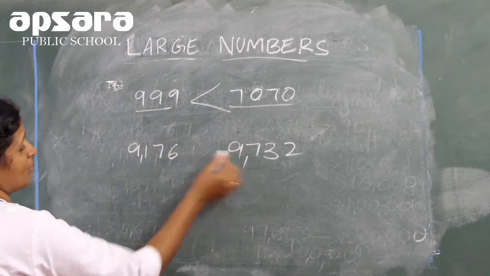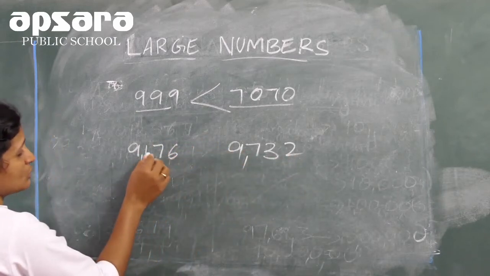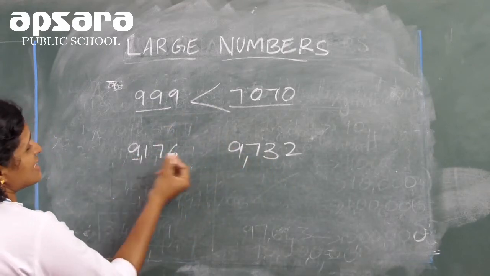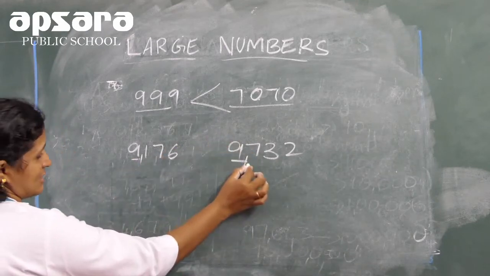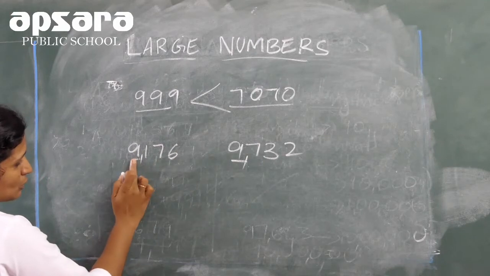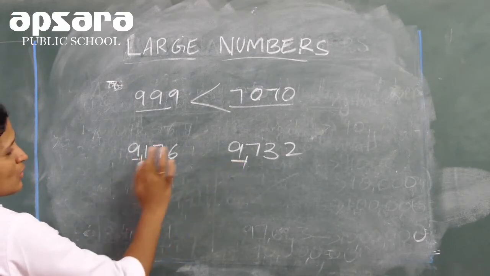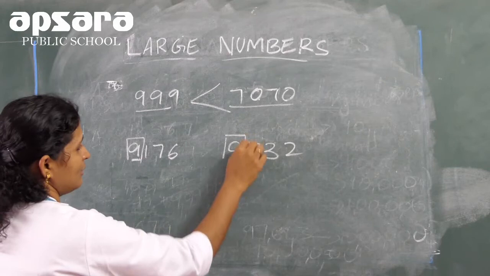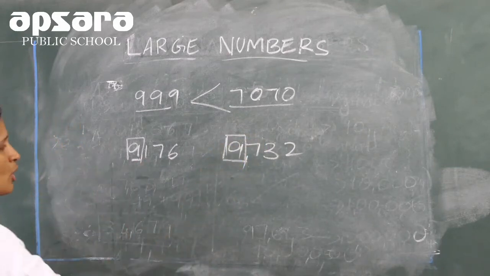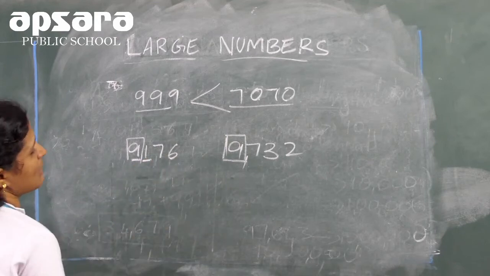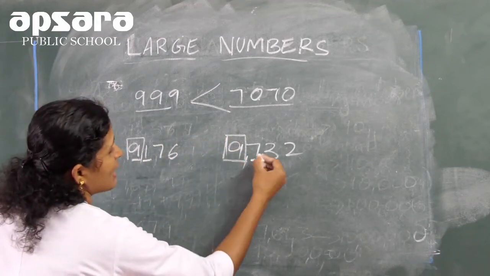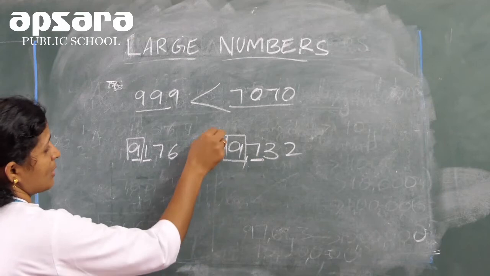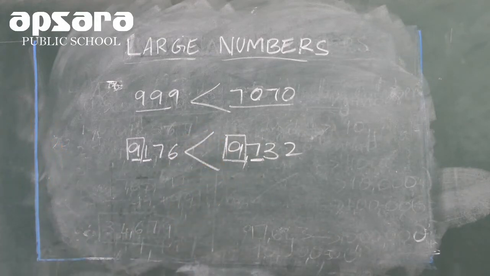But here, in both numbers, the numbers are up to thousands place, right? 1, 2, 3, 4, 1, 2, 3, 4. Same number of digits. So in such a case, you should check each digit. You should compare each digit. So you start from the thousands place. You check which digit is there in the thousands place of both numbers. In the first number there is 9, right? In the second number again 9. Both are same, right? Then we move on to the next, hundreds place 1 and in the second number hundreds place 7. So which is greater, 1 or 7? 7 is greater. So which is the greatest number? 9732 is the greatest number.